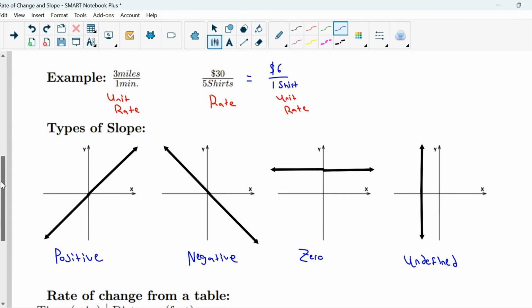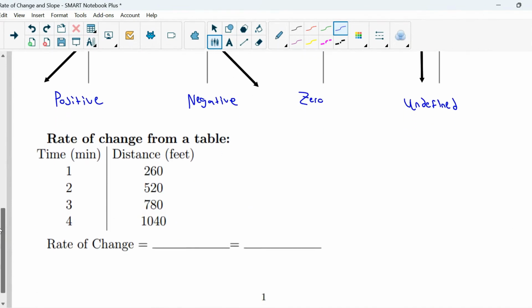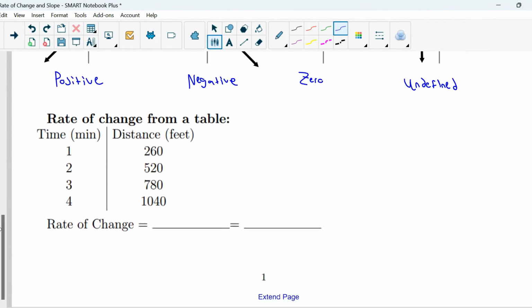Okay, now we're going to dive into a couple different formats that we can find slope from. So the first way that we can discover slope is from a table. A table always has input values, which we will call x, and output values, which we will call y. So in order to find a rate of change or slope, we need to find the change in y over the change in x.